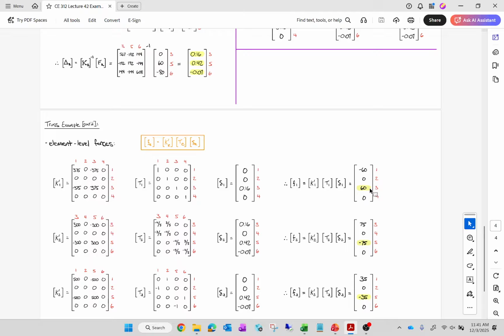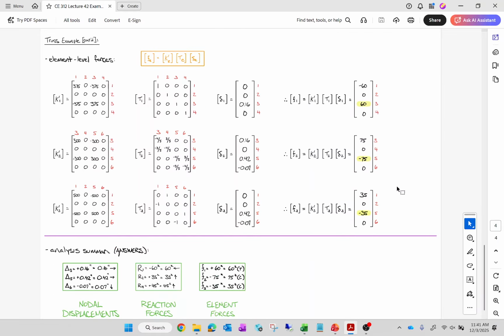Remember what we said in mass tan is that you can take the second value, and if the second value is positive, it's tension. If it's negative, it's compression. Same story here. I proposed element number 1 is experiencing 60 kips in tension. Element number 2 is 75 kips in compression, 35 kips in compression. And that, ladies and gentlemen, that's it. We're done.